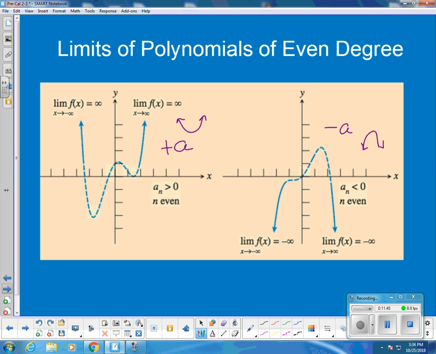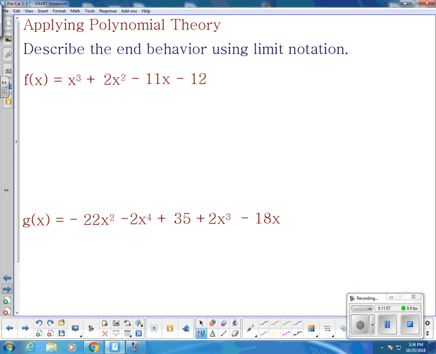So if you're looking at a polynomial, the only thing you need to look at for end behavior is the leading coefficient and what's the degree. That's it. And we can write down the end behavior. Okay, so we're going to try a couple. So this is the only thing I care about. None of this other stuff matters.